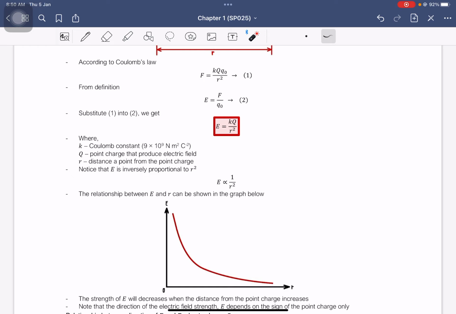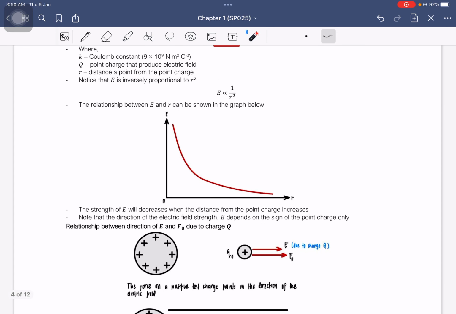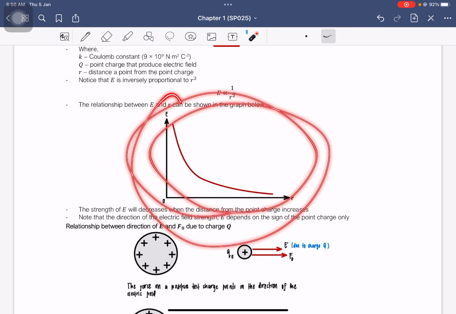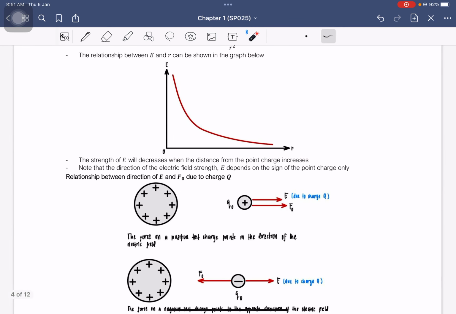Notice that this electric field strength is actually inversely proportional to R square. So if the distance is greater, the electric field strength will be lower. This is just the graph, and based on this graph here, the strength of the electric field will decrease when the distance from the point charge increases. Note that the direction of electric field strength depends on the sign of the point charge only.